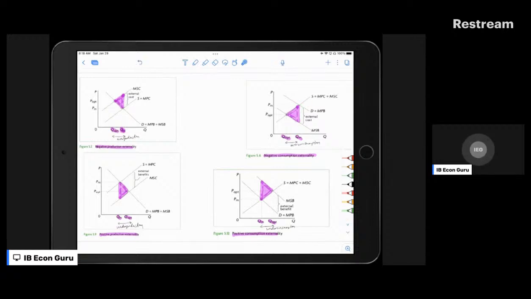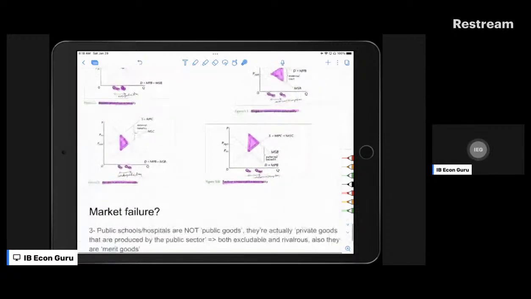Because there is overproduction or overconsumption. Positive externalities will always have a welfare loss triangle pointing away from the y-axis. Why? Because there's underproduction or underconsumption, all right?